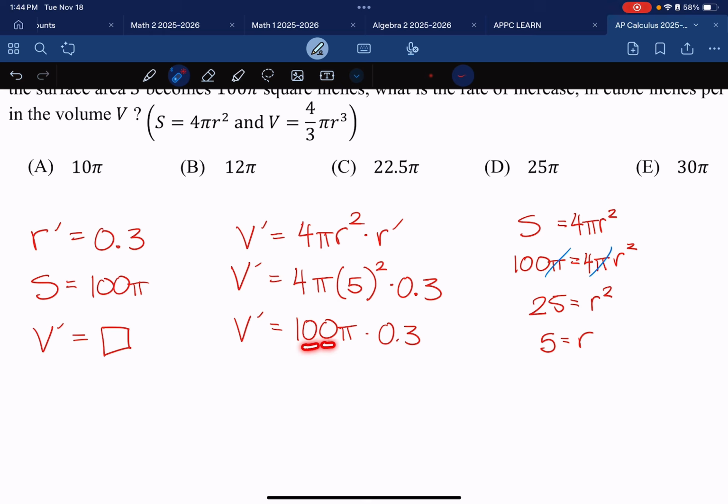The number of zeros here tells you how many decimal places to move to the right. 1, 2, because there's 2 zeros, and you get 30 pi for our final answer. So V prime is equal to 30 pi, and therefore our correct answer here is E.